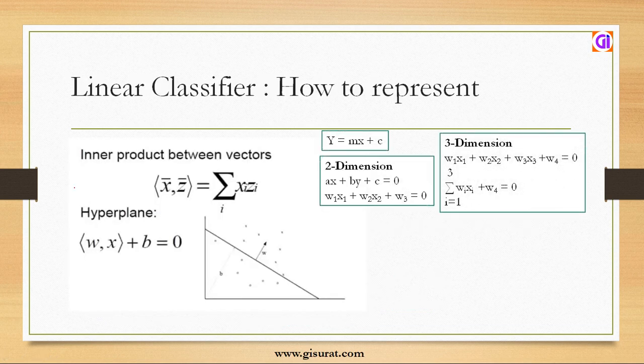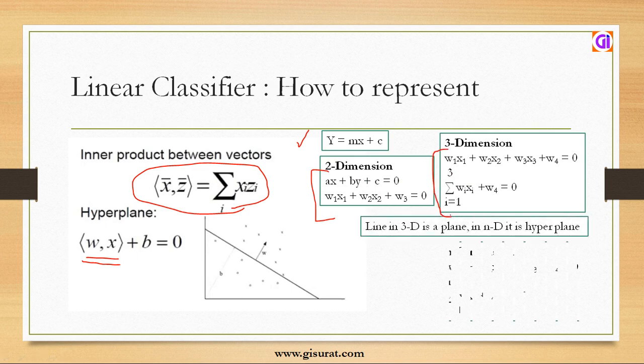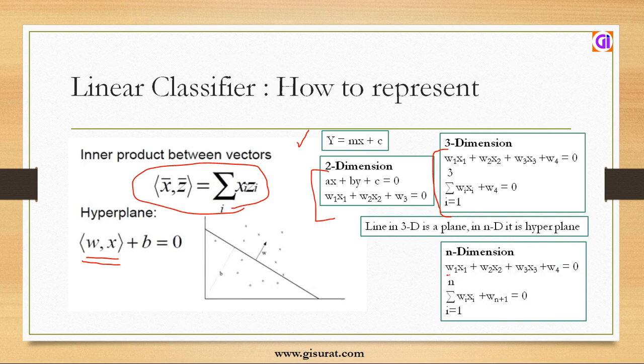Now, if you want to work with SVM, this was the equation we have to go with: sigma of i equals 1 to n, where n depends on the dimension. The w is nothing but a weight vector, and x is a feature vector. We generally took the line equation from y equals mx plus c. After that, this was another form of the equation, for 2 dimensions. For 3 dimensions, this one is there. For n dimensions, it was something like that.